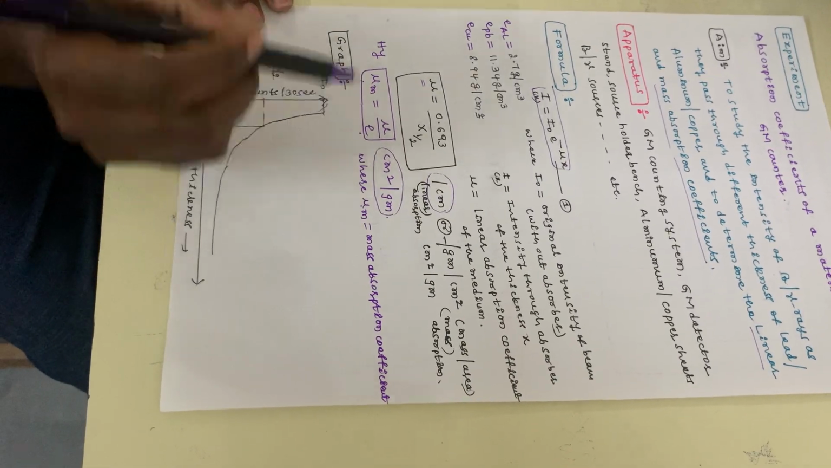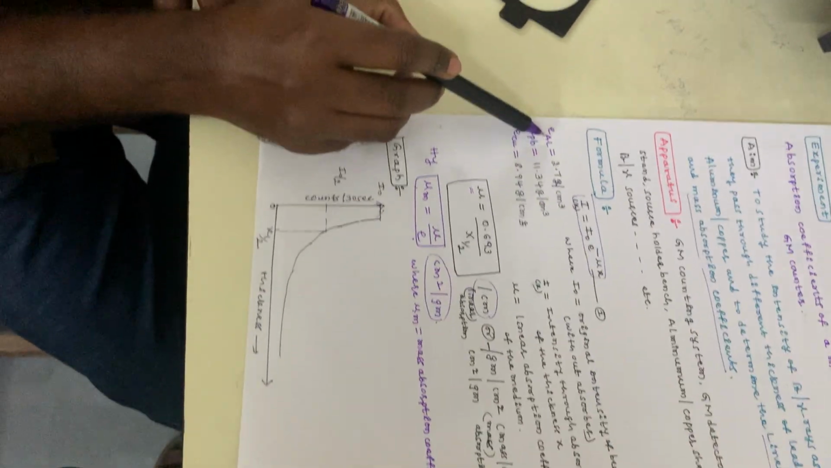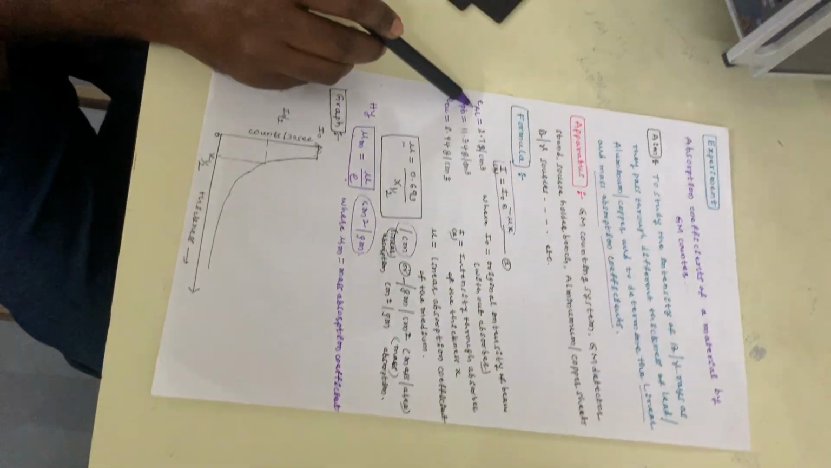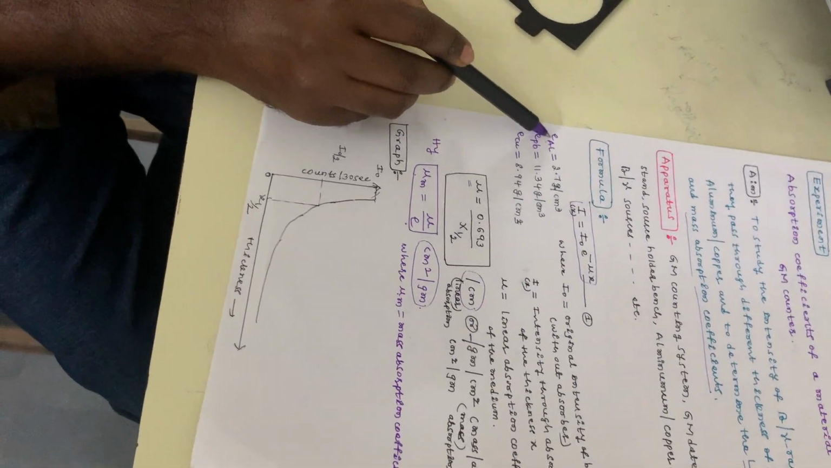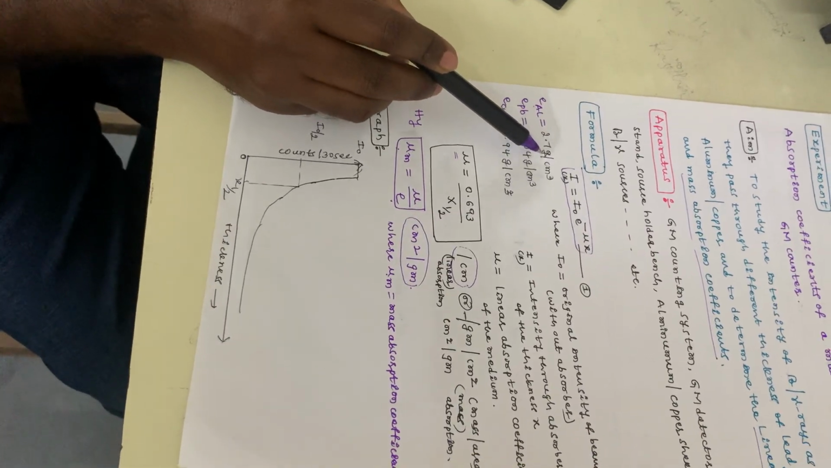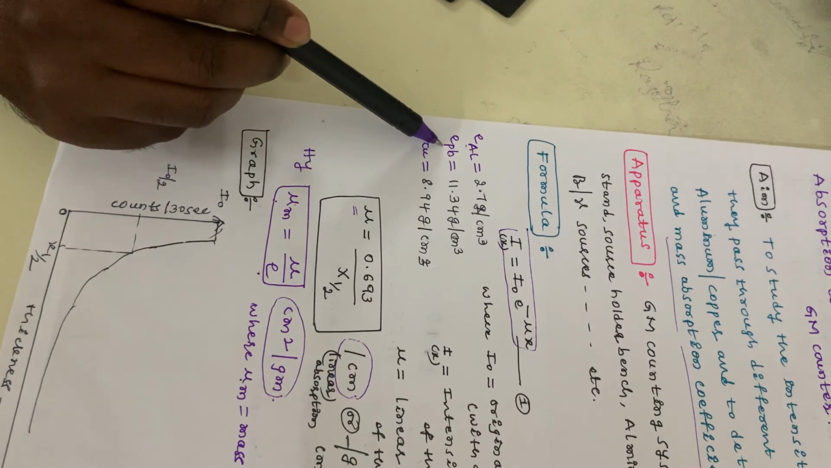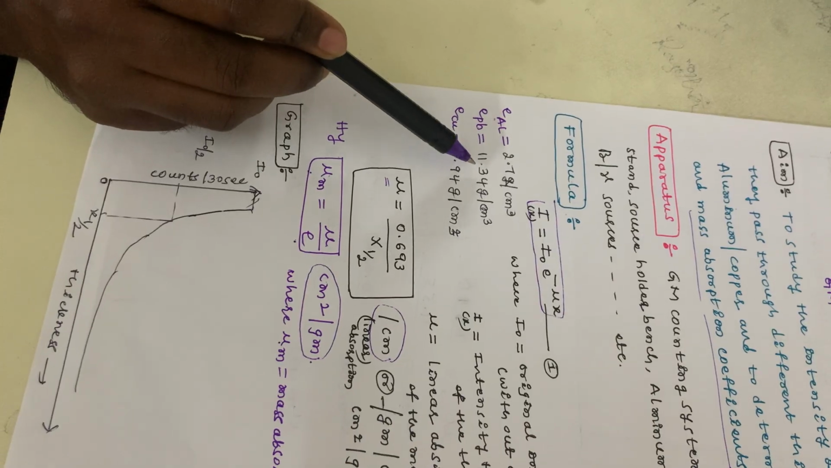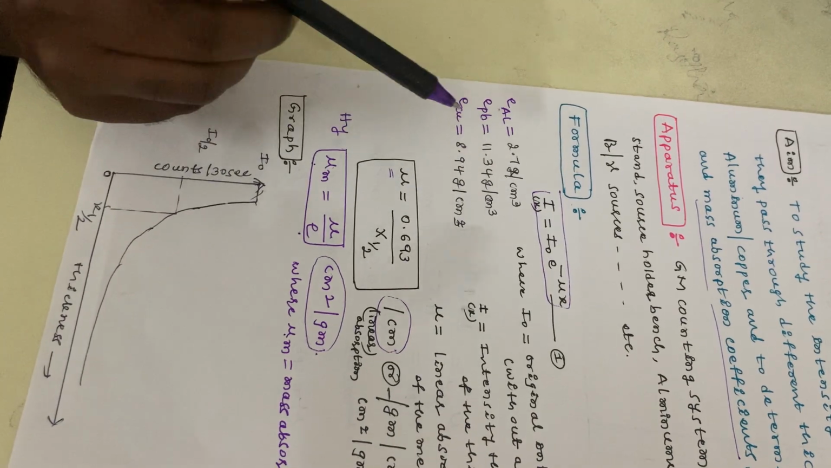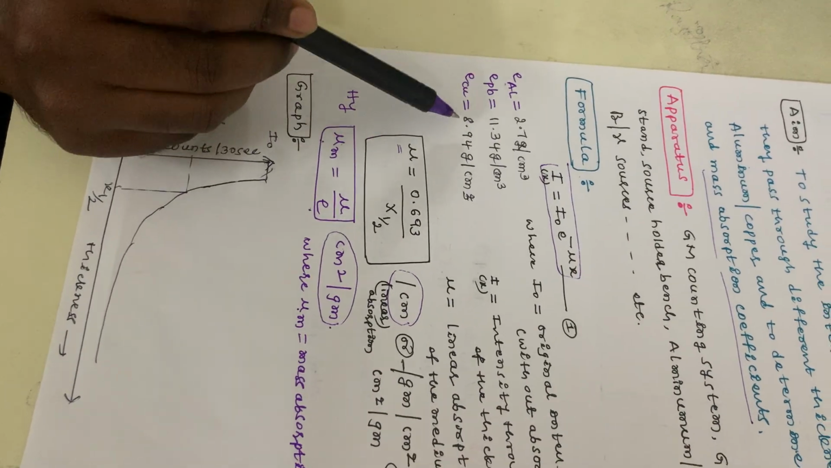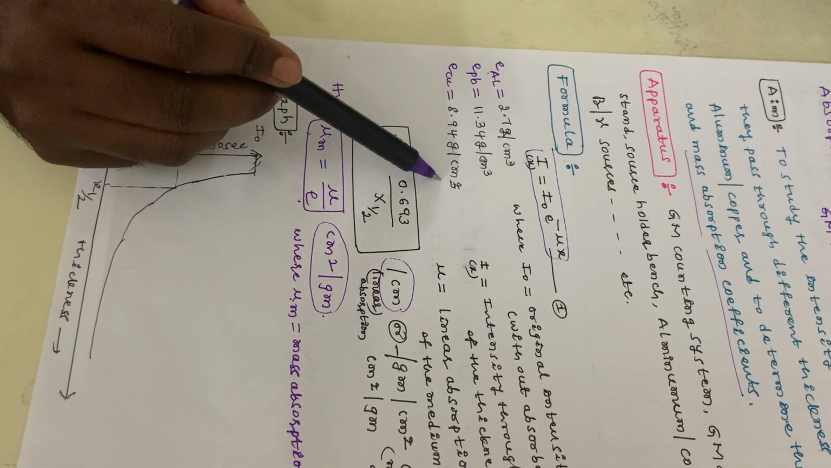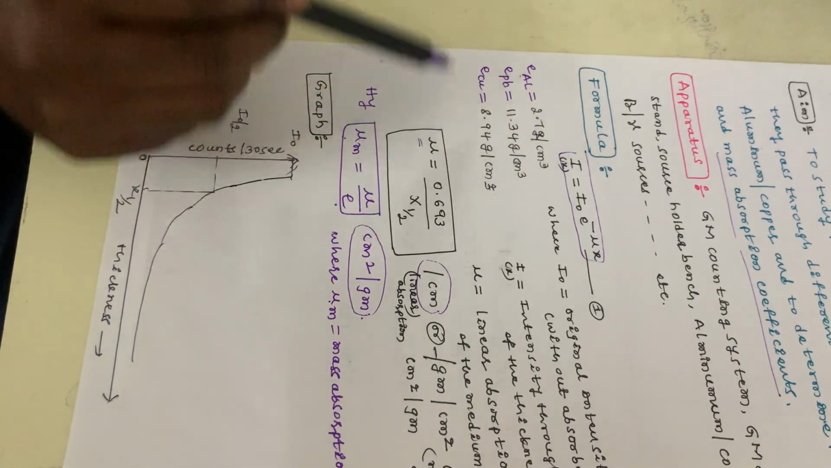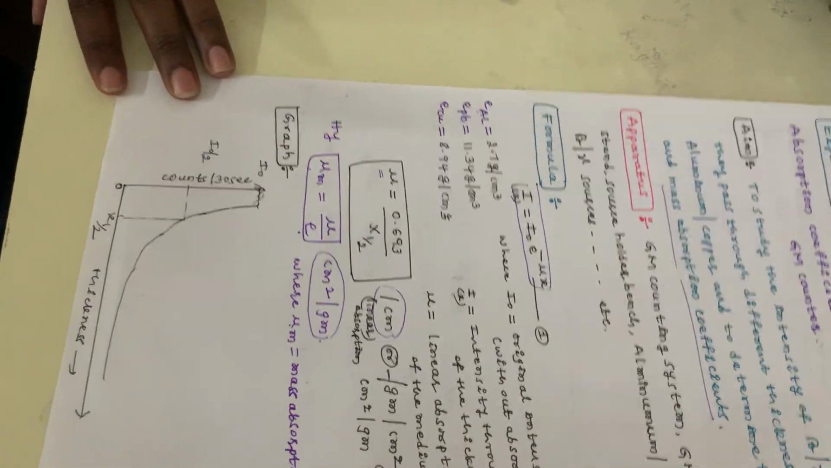So what are the densities of the materials? Different materials have different densities, mass by volume. Aluminum sheet density is equal to 2.7 gram per centimeter cube. Lead sheet density is equal to 11.34 gram per centimeter cube. Copper sheet density is equal to 8.34 gram per centimeter cube. These are the densities of the different materials.